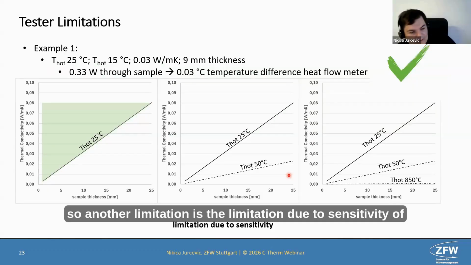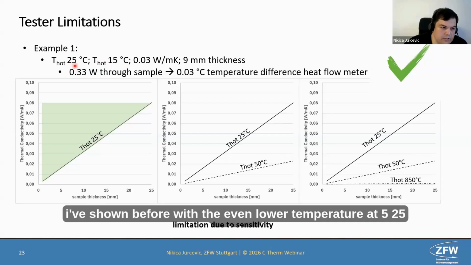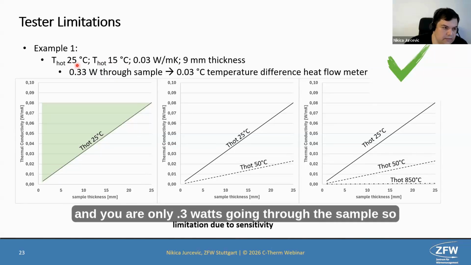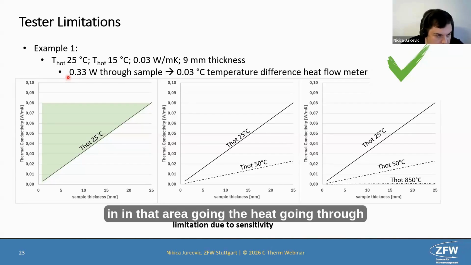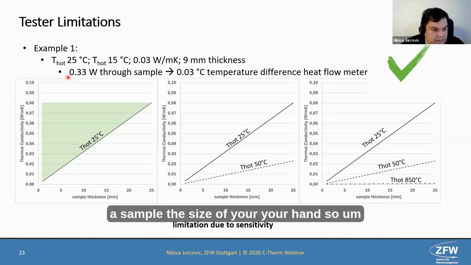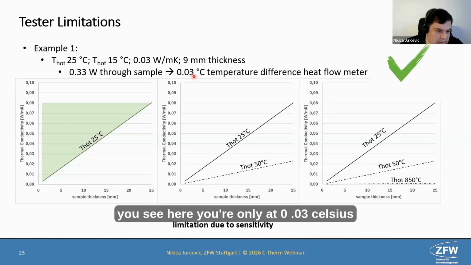Another limitation is due to the sensitivity of the heat flow meter. In this example, as I showed before, at an even lower temperature of 25 Celsius, you only have 0.3 watts going through the sample. This is basically the warmth a bee generates, the heat going through a sample the size of your hand. So that's a very low temperature difference in the heat flow meter. As you see here, you're only at 0.03 Celsius.